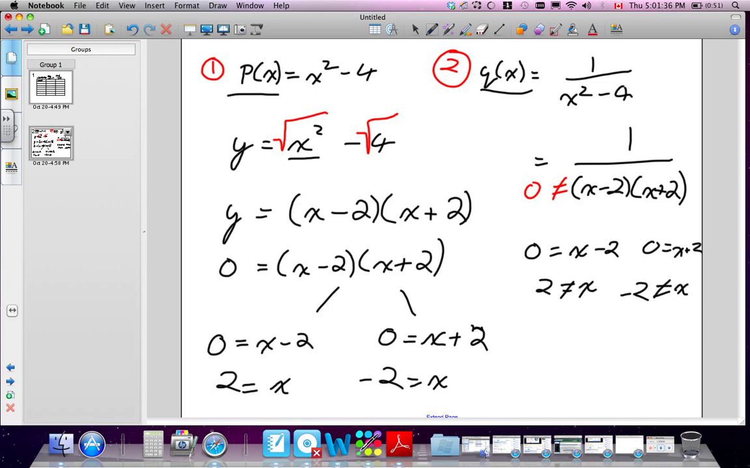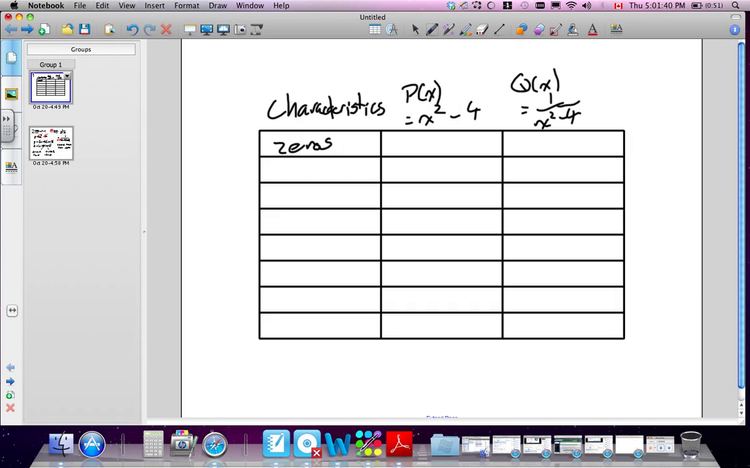Okay? So when we go to put them in here, zeros were at 2 and negative 2. That was zeros. And this one would be asymptotes. Okay, we're not spelling it down. That's A-S-Y-M-P-T-O-T-E-S. Alright, 2 and negative 2.